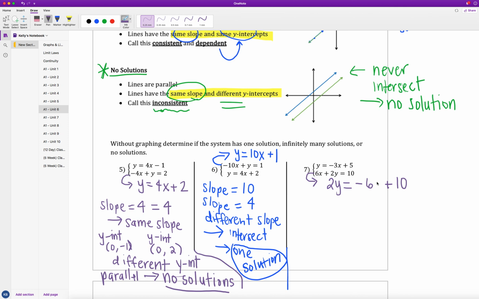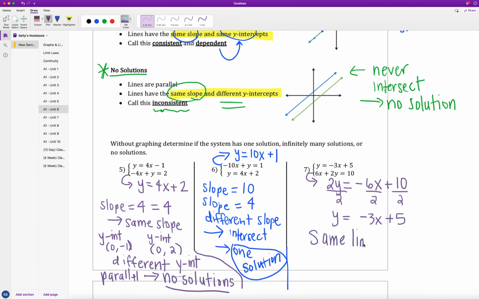Now in this one, I do have to do one more additional step and divide through by 2. But remember, I have to divide everything through by 2. So the negative 6x and the 10. So I end up with y equals negative 3x plus 5. So my first line was already in slope-intercept form, and that's y equals negative 3x plus 5. My second line, now that it's in slope-intercept form, is the exact same thing. It's y equals negative 3x plus 5. So I have these same lines then.